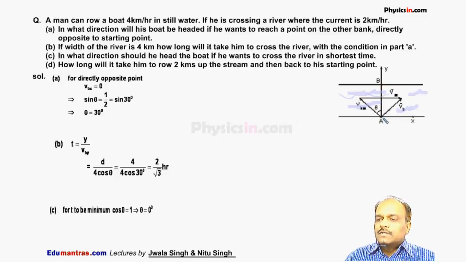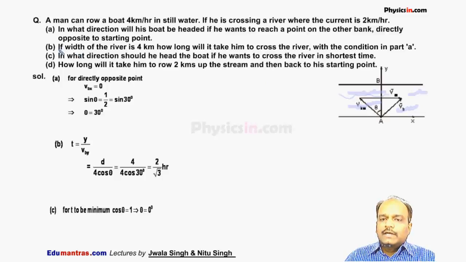Now as we have discussed, if he wants to move his boat from A to B directly opposite, he will move his boat in this direction such that sin theta is Vw by Vs. We know Vw is 2 and velocity of boat is 4, so it is 2 by 4, which is 1 by 2, so theta is 30 degrees. So if he moves his boat at an angle of 30 degree with the vertical, with this y axis, he will directly reach this point B.